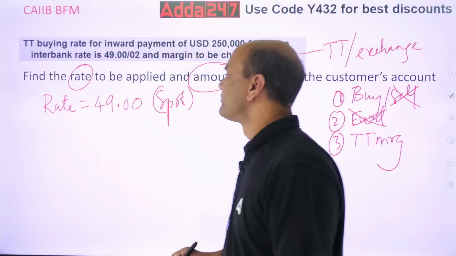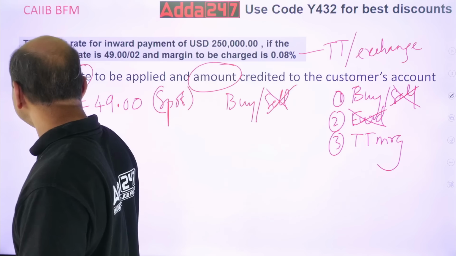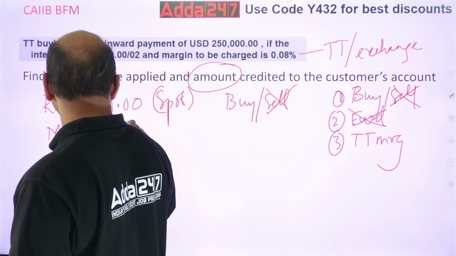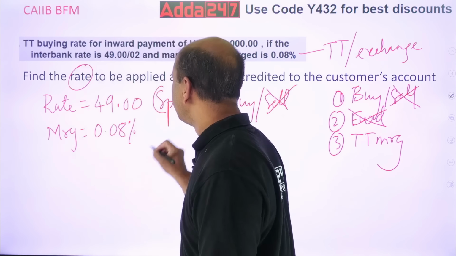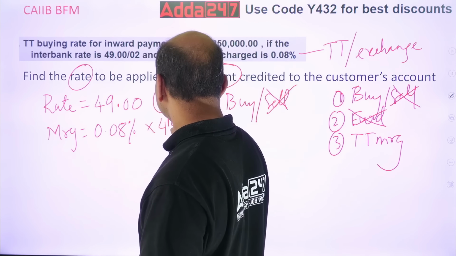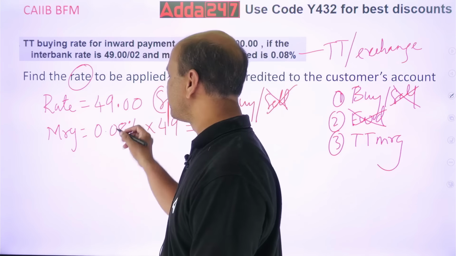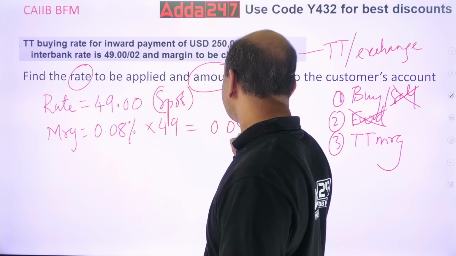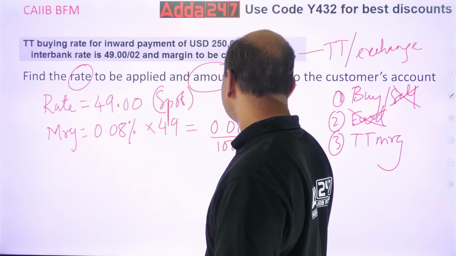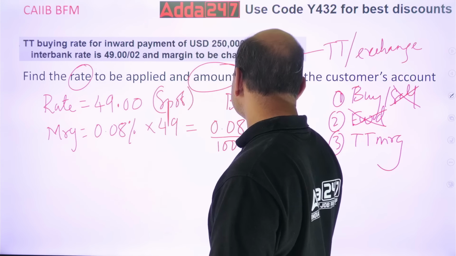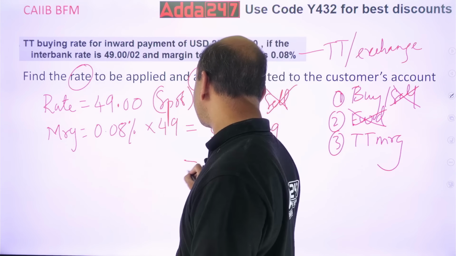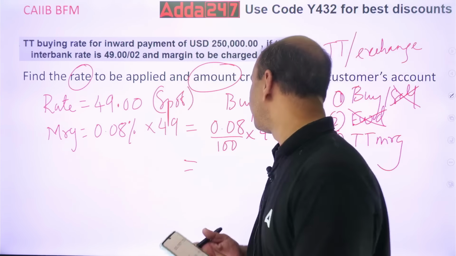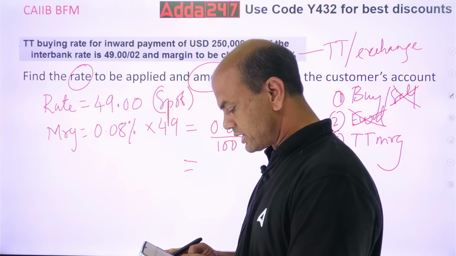0.08. So margin equals 0.08%, right? Percent only into 49. So do this. Percent means divided by 100. So 0.08 upon 100 into 49. So get the answer, everyone. What is the answer you are getting?